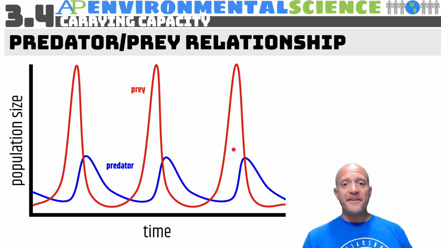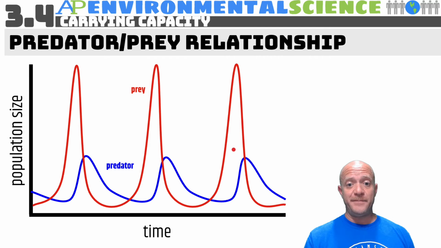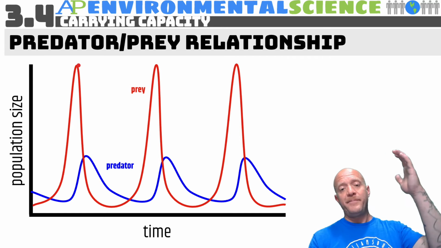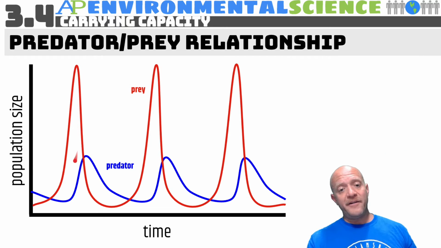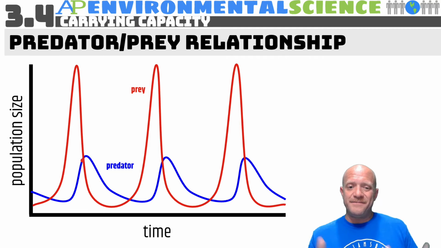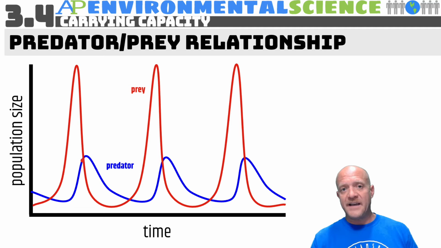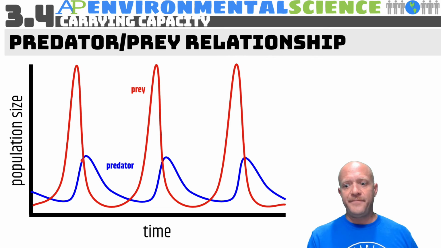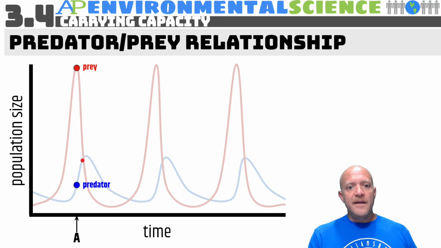So we have predator and prey relationships, and this is a graph where typically the prey are going to be at a much higher population, and the predator and the prey populations are going to be kind of in sync with each other. When one is high, the other one's going to be high a little bit later. So they're both going to have peaks and valleys, but they're going to be offset a little bit. And I'll show you why that is.